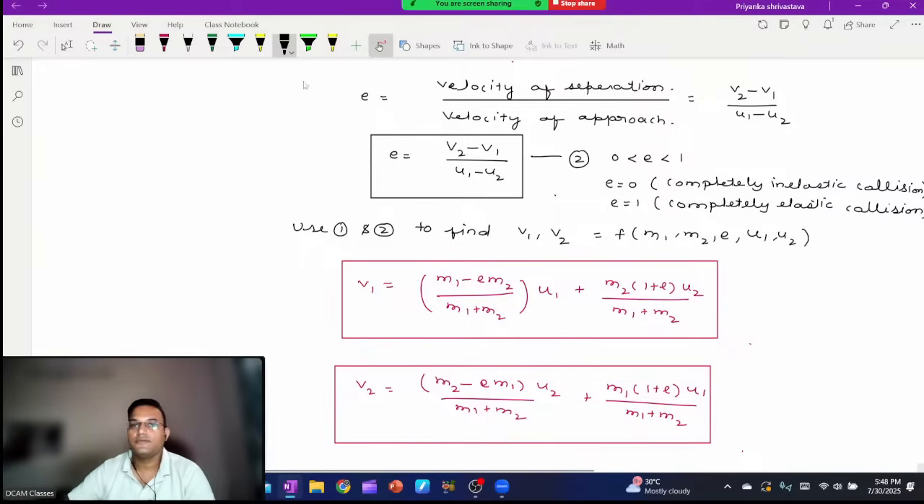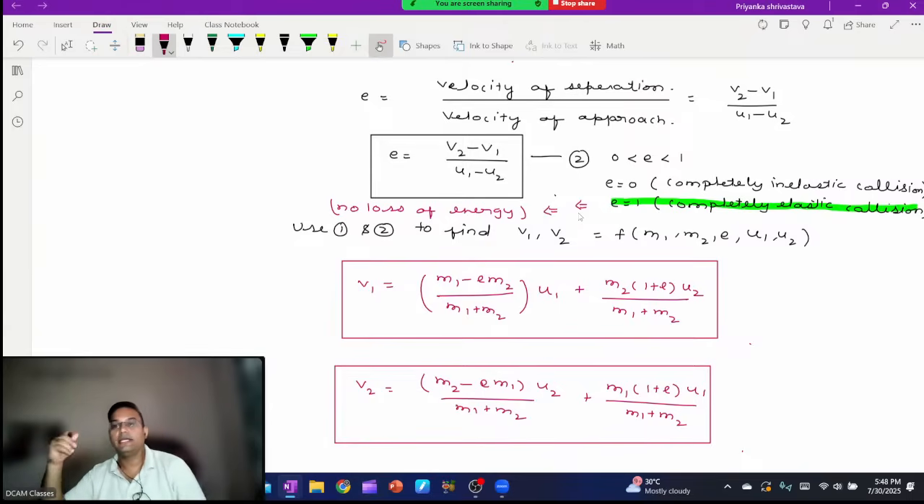And what is further physical meaning of this? Completely elastic collision, one more thing you have to remember: in the completely elastic collision, no loss of energy takes place. Energy is not lost, never. Ideally, it's not possible to have a completely elastic body.